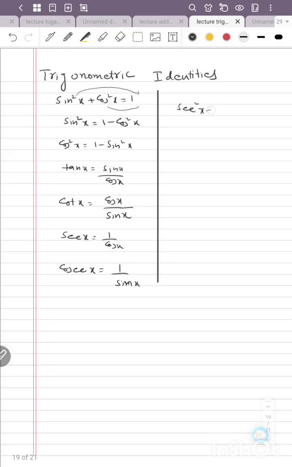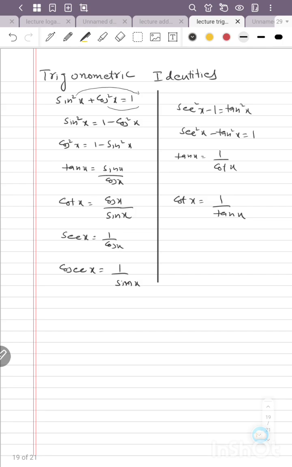Secant square x minus 1 equal to tan square x. Also, secant square x minus tan square x equal to 1. This is another identity. And we can also write tan of x equal to 1 over cot x. Similarly, cot of x equal to 1 over tan x. Hopefully you understand these formulas.